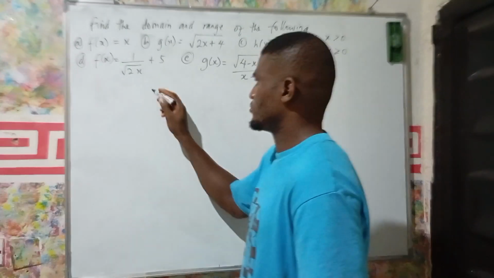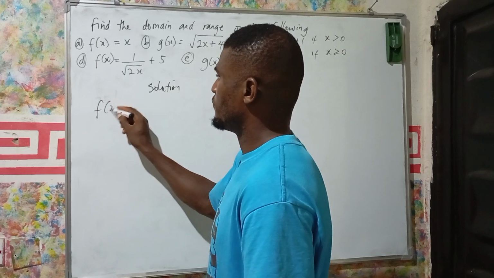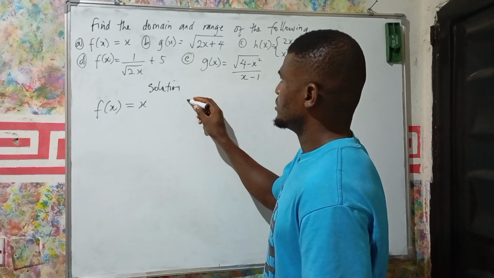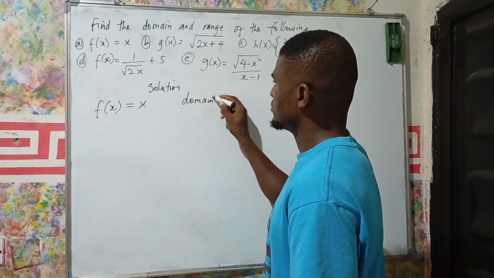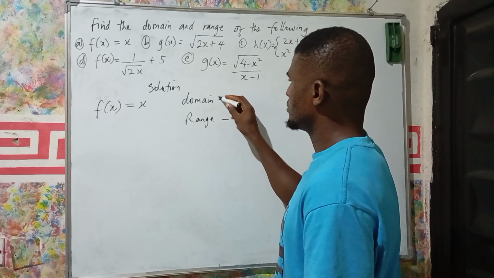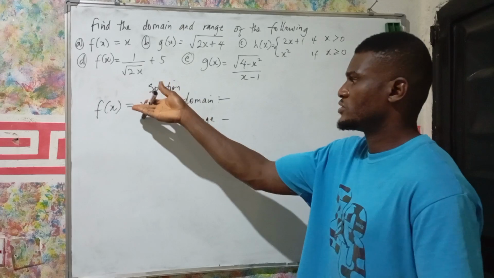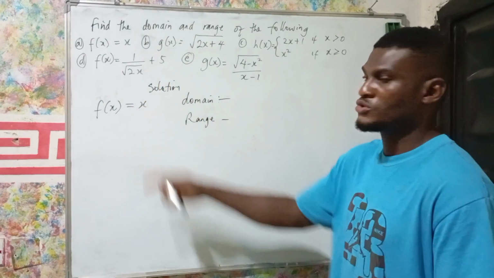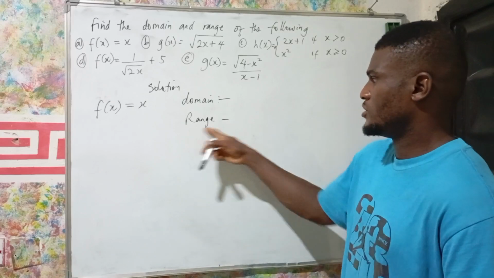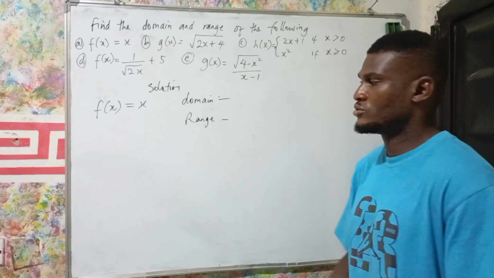Alright, so let's start with the first one. We have f of x equal to x, and we have to find the domain and the range. Now the domain here is the input, the values that can be inputted into this equation to give us a true answer, and then the range is the answers that we're going to get if we insert such values.